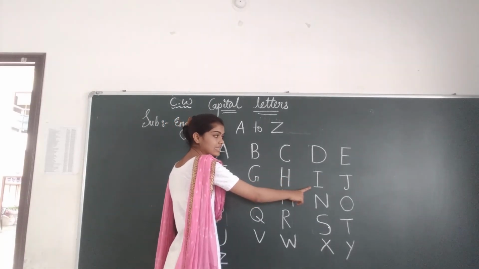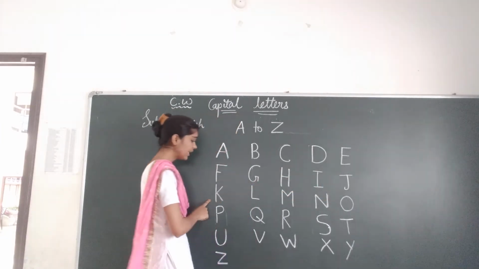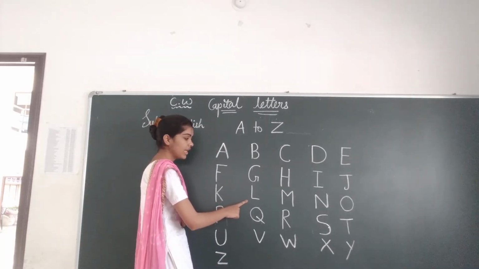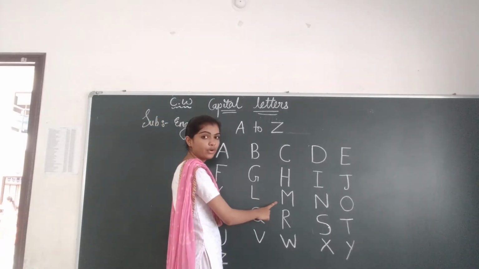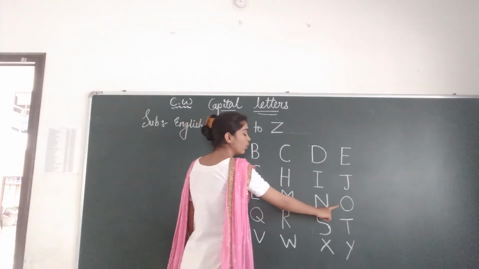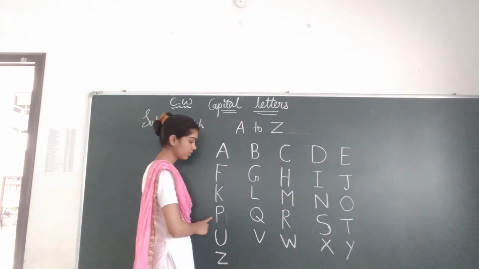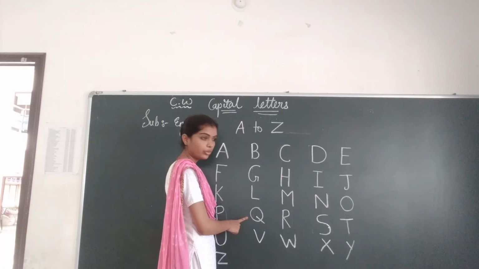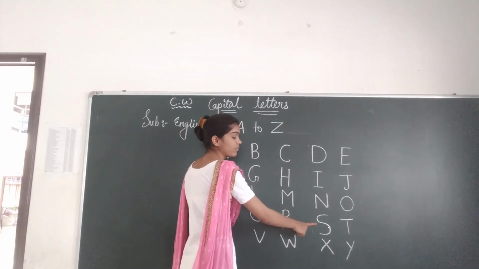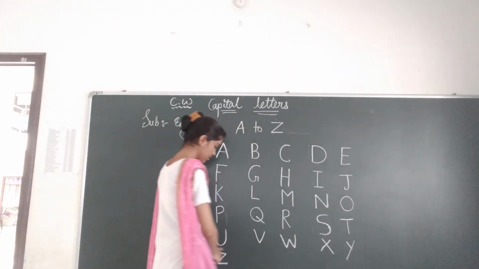I for ice cream. J for jug. K for kite. L for lion. M for monkey. N for nest. O for orange. P for peacock. Q for queen. R for rat. S for sun. T for tiger.